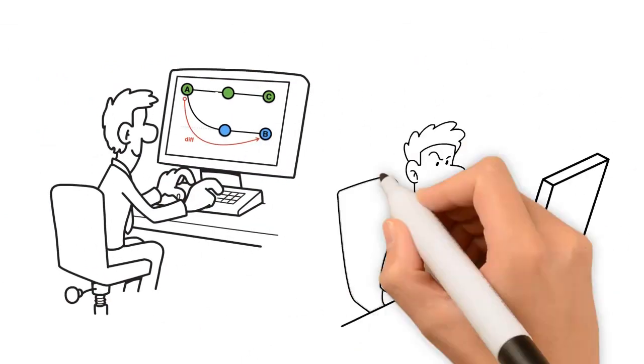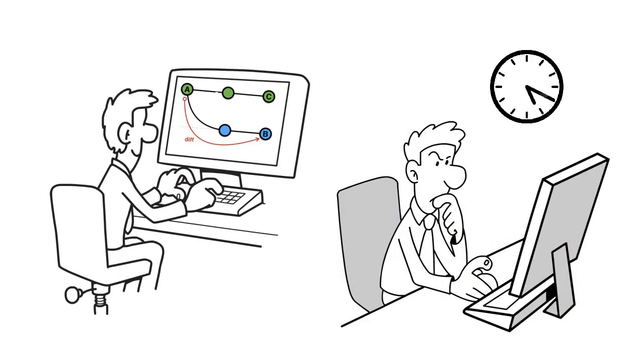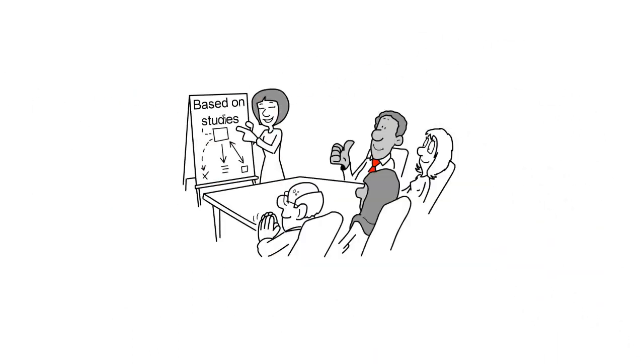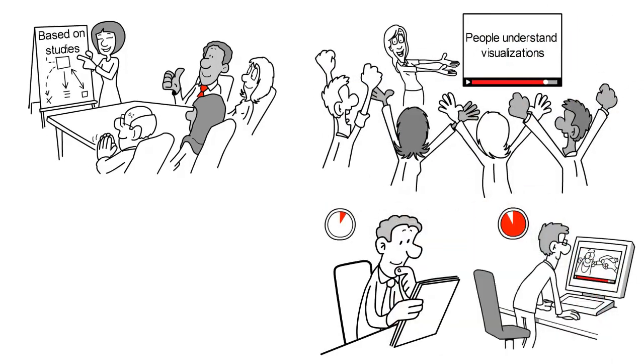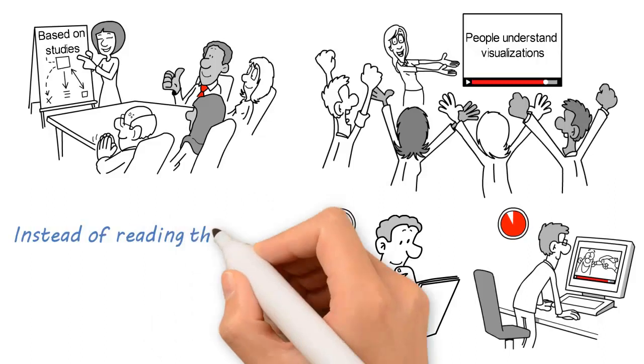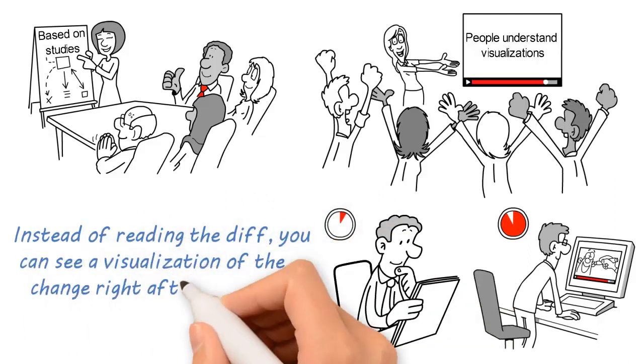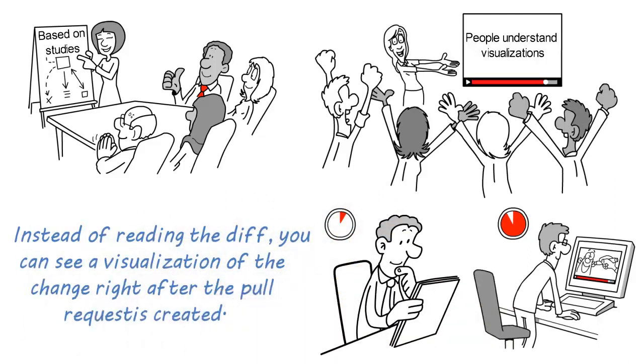But as you know, it is rather time-consuming to get an overview of the changes just by reading the code diff. Based on studies, people understand visualizations 1,000 times faster than by reading text. Instead of reading the diff, you can see a visualization of the change right after the pull request is created.